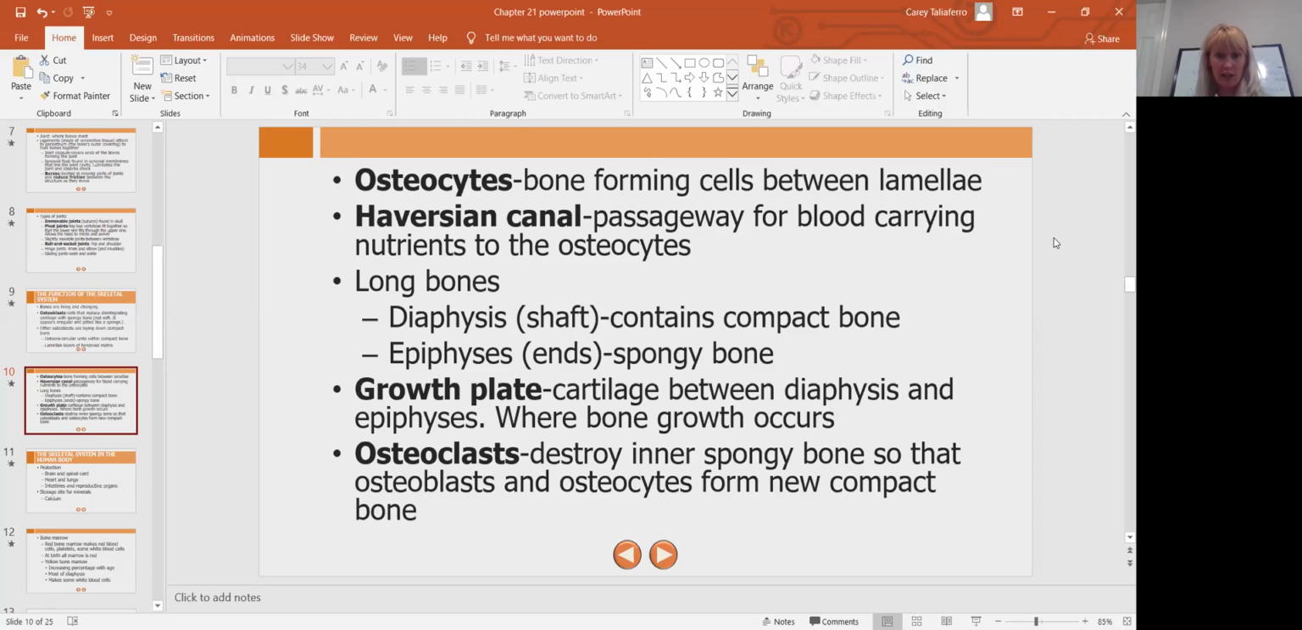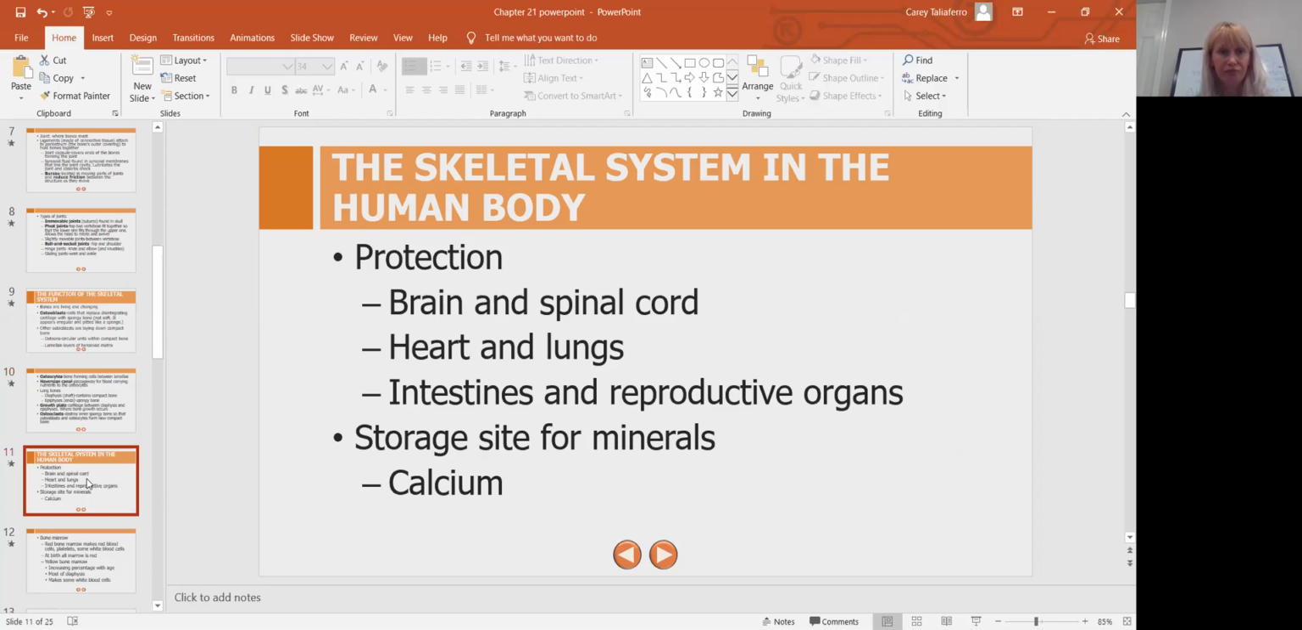Another type of cell are the osteoclasts. And sometimes you need to get rid of old bone and rebuild it. And so that's what these guys do. They destroy the inner spongy bone so that then your osteoblasts and your osteocytes can go in and form compact bone. Because sometimes it just needs to be replaced, just like your skin cells, they have to be replaced. So do your bone cells.